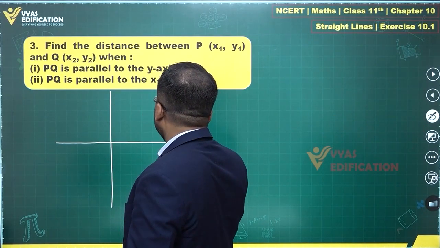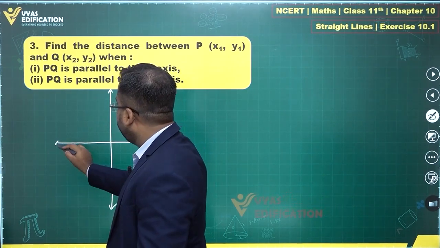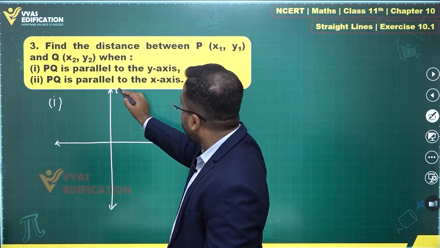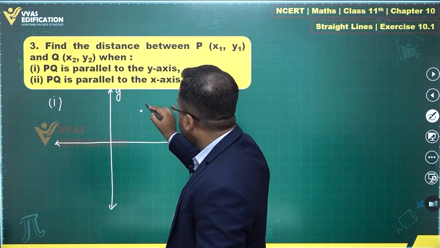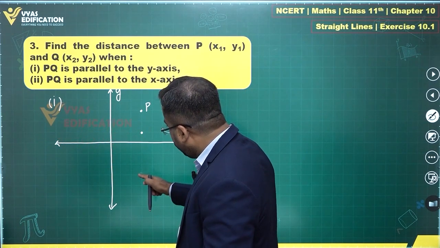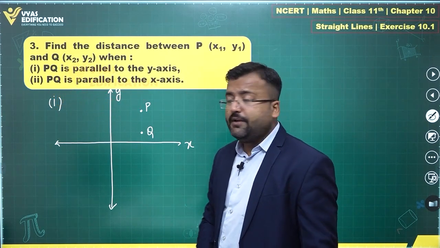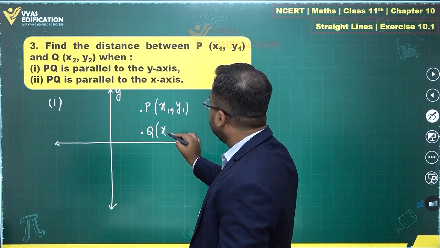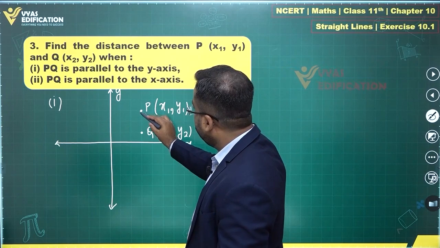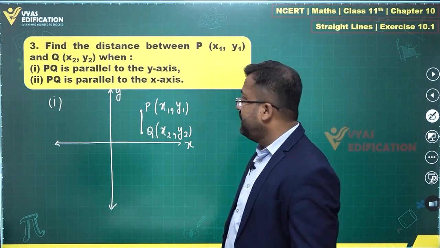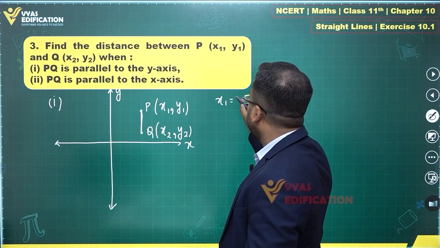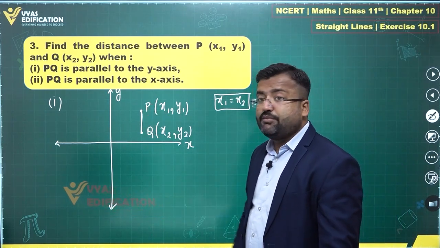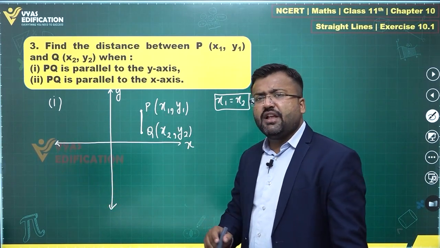Let's talk about this, the first part. For the first part, what do we have? PQ is parallel to the y-axis. If PQ is parallel to this y-axis, let's say point P is here, point Q will be somewhere here. It can be here as well, but points P and Q will be in this manner, right? Point P is (x1, y1). Point Q is (x2, y2). And if this becomes parallel to the y-axis, you can clearly observe that x1 will be equal to x2. That's what you can observe, right? Since this particular PQ is parallel to the y-axis, the x coordinate will remain the same, right?